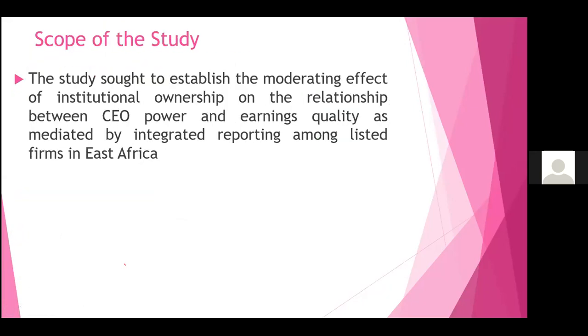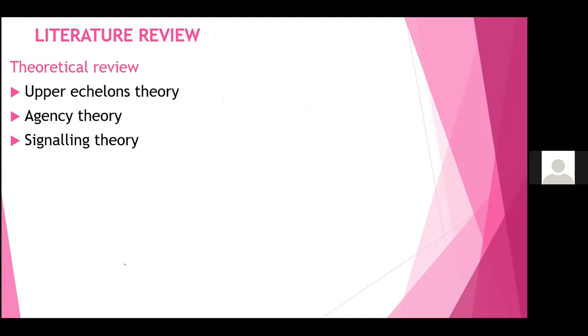Okay, maybe I won't go through the significance. The theories that I'm going to use here will be the upper echelons theory, the agency theory, and the signaling theory. The upper echelons theory basically looks at the CEO's characteristics and why CEOs do the things they do. Why do they report what they report? What triggers them to report whatever they report in the organization?